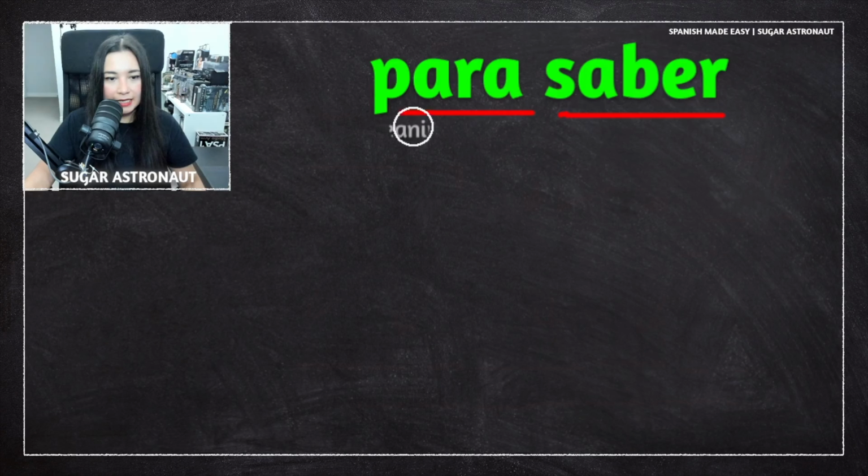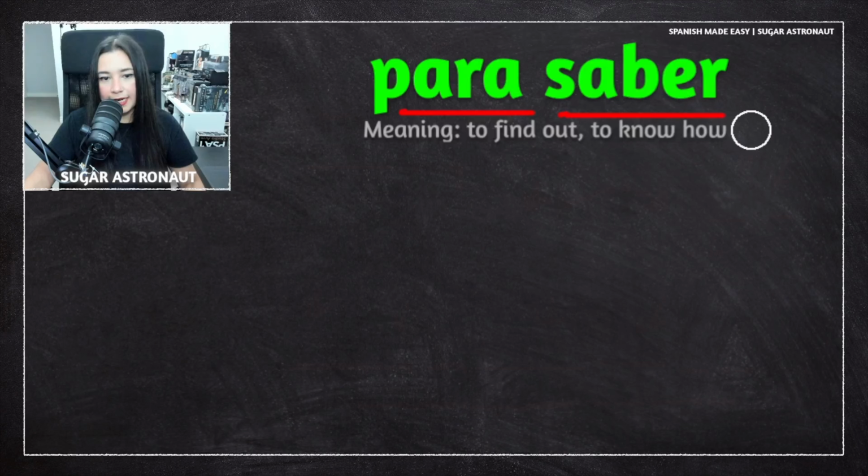The meaning is to find out and to know how to do something, or just to know. Para saber, para saber. So let's look at some examples using para saber.